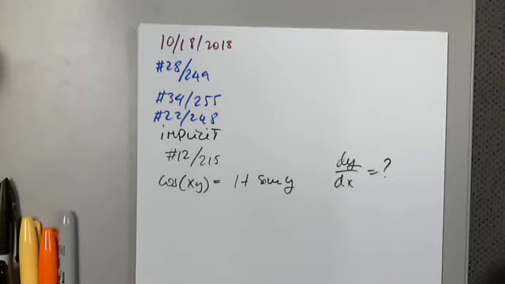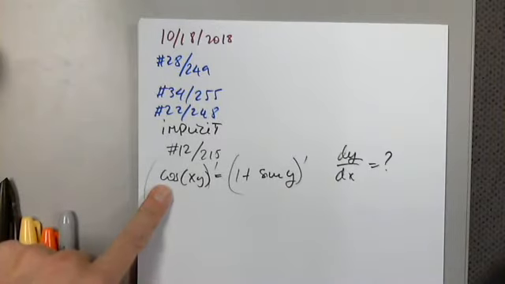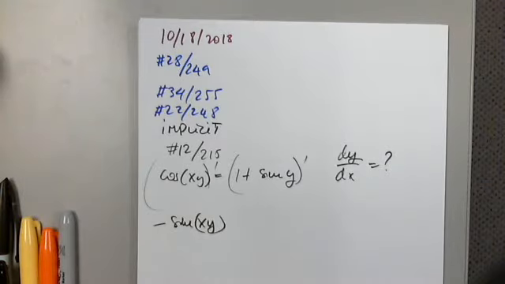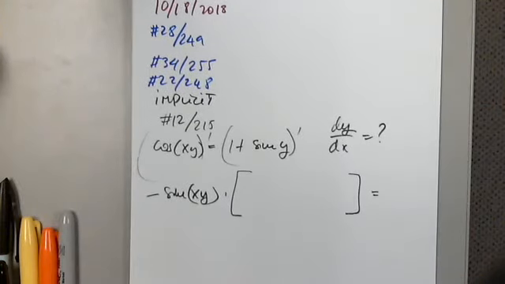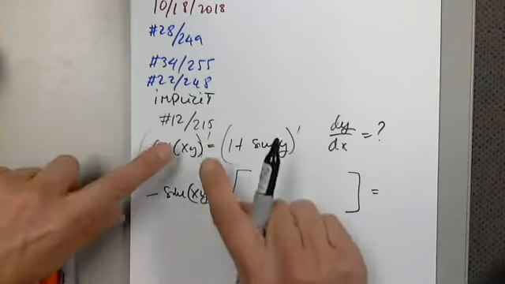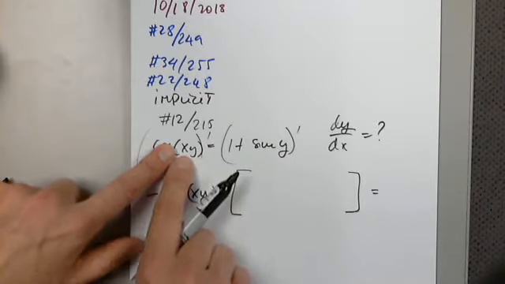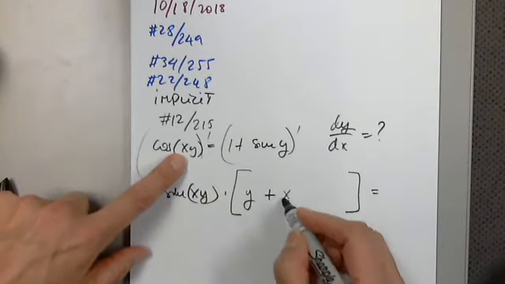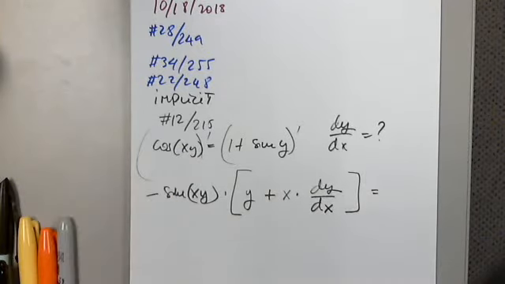Implicit differentiation. We differentiate the left-hand side, we differentiate the right-hand side. I start with the outer function, so cosine prime is negative sine times the inner function prime. The inner function is a product. This is the first function, this is the second function. So the first function prime is 1 times y plus the first function times the second function prime, which we do not have. Is this okay? Yes? Perfect.